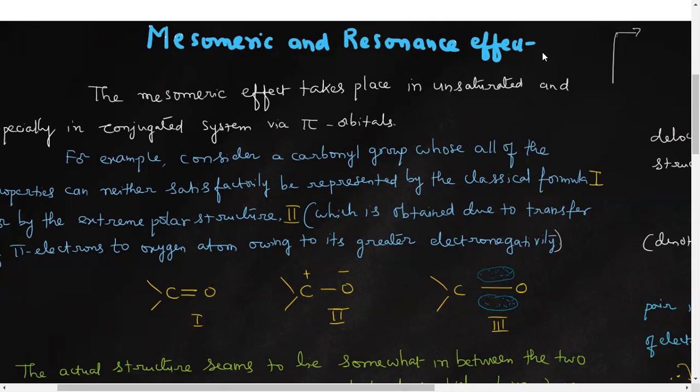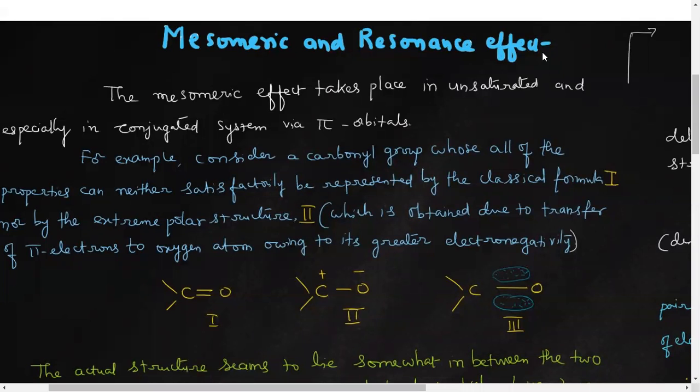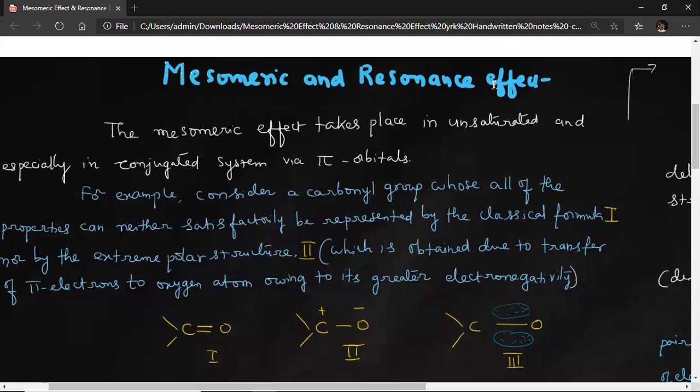See, the mesomeric effect takes place in unsaturated, especially in conjugated systems, via pi bonds. So, the mesomeric effect takes place in unsaturated and especially in conjugated systems via pi orbitals. And in this, we are going to talk about some relations.